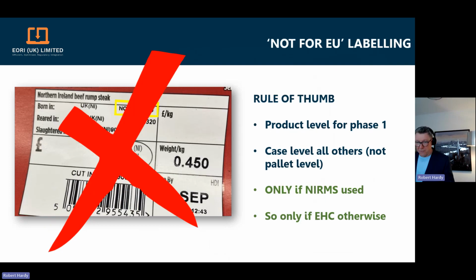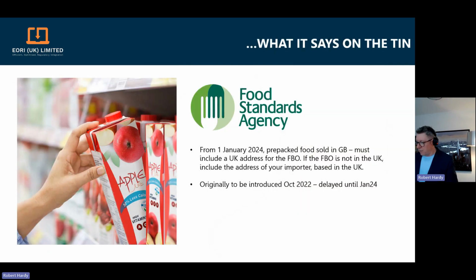Whilst on the subject of labels, let's just cover off the UK label, because this was pushed back from October 2022, pushed back to January 2024, but there's so much going on that it might have been missed again. So from January 2024, pre-packed food sold in GB must include a UK address for the food business operator. If the food business operator is not in the UK, include the address of the importer based in the UK. That could also be an agency working on behalf of the importer.